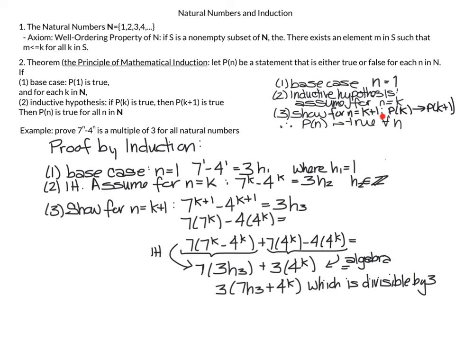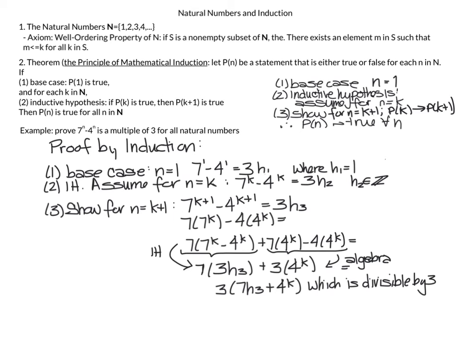And the third step, I'm going to show for n equals k plus 1, and I need to use my inductive hypothesis to show this. So I'm going to plug in my k plus 1 for n. So I have 7 to the k plus 1 minus 4 to the k plus 1. And I want to show that's equal to 3 times some integer h3. And now, again, the trick is I want to be able to use my inductive hypothesis for k. So I'm going to separate out my k.